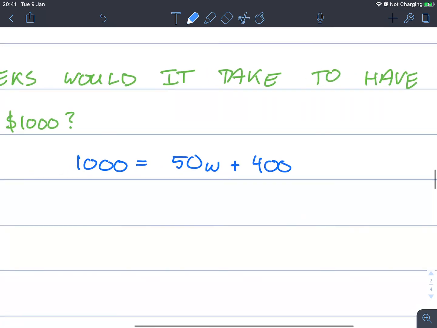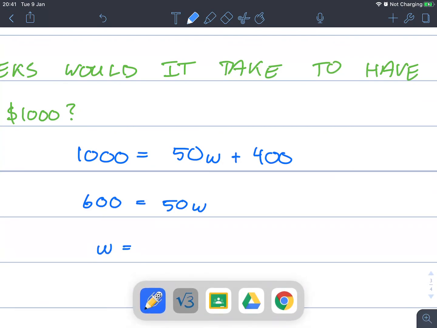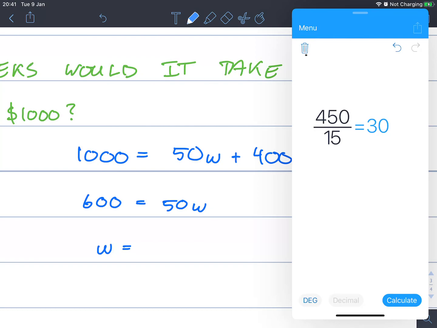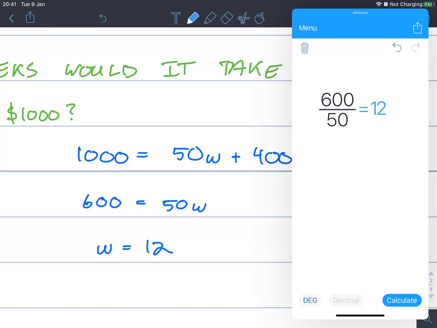And then this just comes back down to an equation. So subtracting 400 from each side, we get 600 equals 50 W. Dividing everything by 50, we get W is equal to 600 divided by 50. It's going to be 12 weeks.